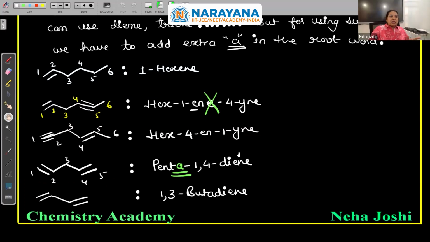Is that clear? If you have a different thing, that is, if it is an alkene or an alkyne, then you will not use di or tri. So you will write hex-1-en-4-yne. But remember, you have to shed the last e of a primary suffix if it is followed by a vowel sound.